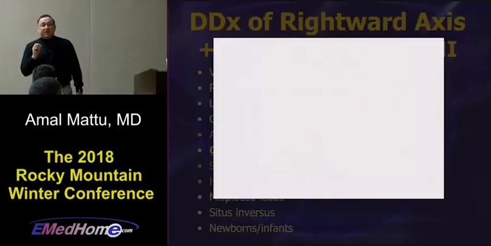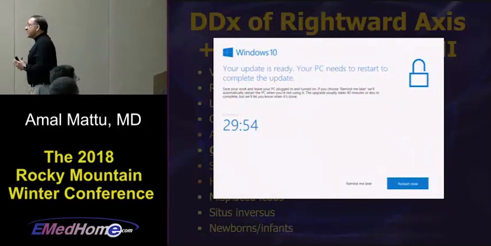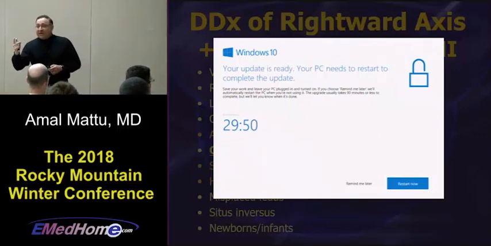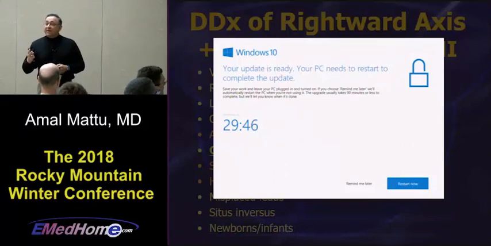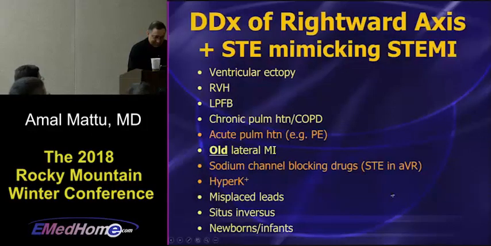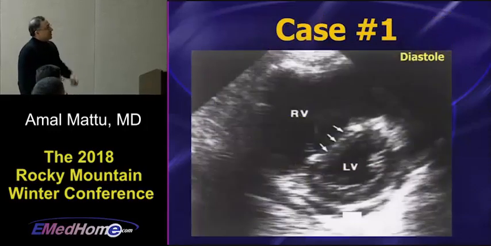So when you see what looks like a STEMI, and here's the whole take-home point from the first half of this lecture, when you see what looks like a STEMI, but there's a rightward axis, think PE and think hyperkalemia. And make sure you think about those and at least rule them out in whatever way you think is appropriate. Because a lot of these get misdiagnosed. Because a lot of these will mistakenly make us think about STEMI.